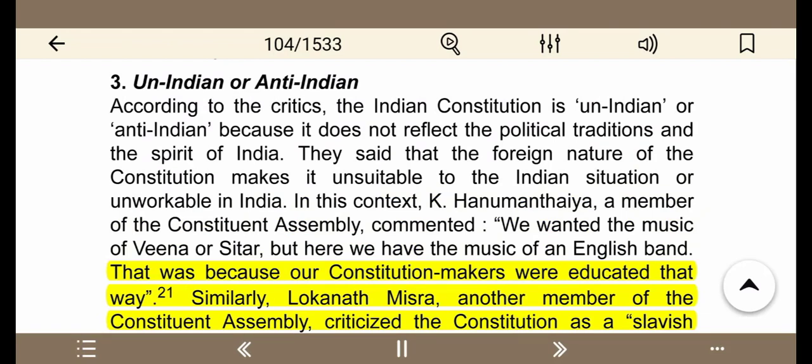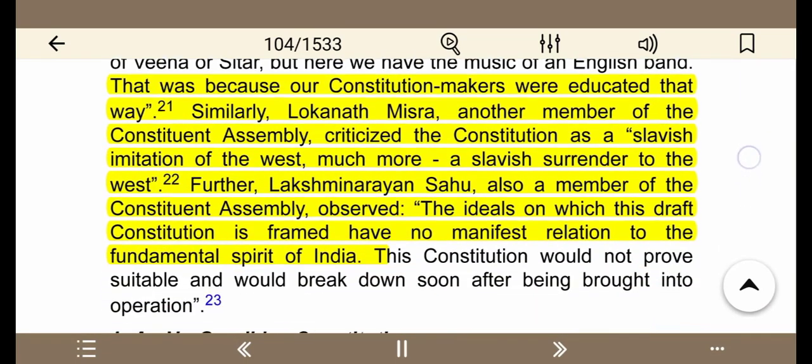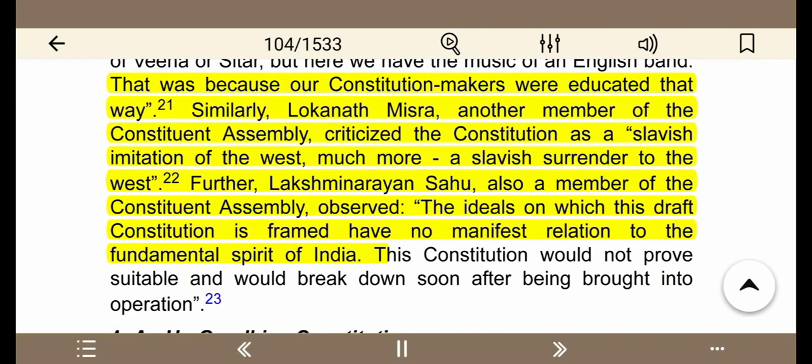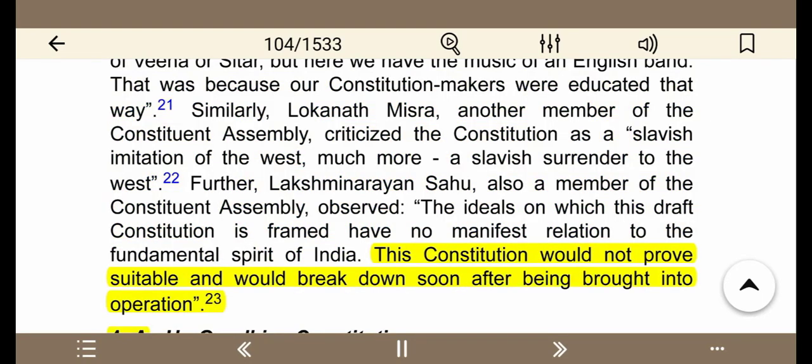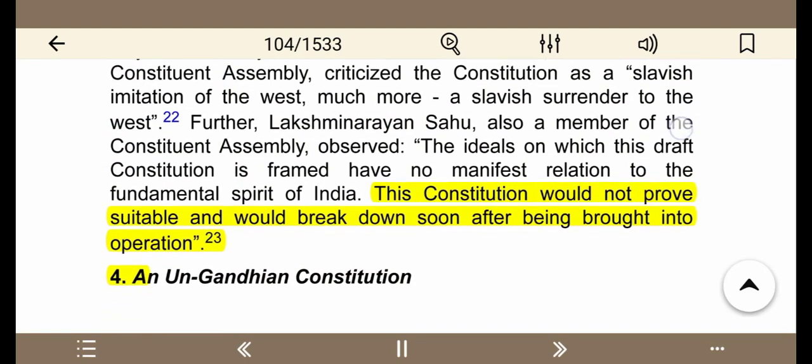Similarly, Lokanath Misra, another member of the Constituent Assembly, criticized the constitution as a slavish imitation of the West, much more a slavish surrender to the West. 22. Further, Lakshminarayan Sahu, also a member of the Constituent Assembly, observed, "The ideals on which this draft constitution is framed have no manifest relation to the fundamental spirit of India. This constitution would not prove suitable and would break down soon after being brought into operation."